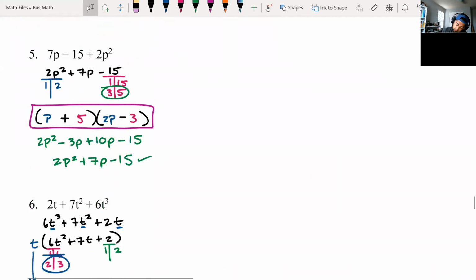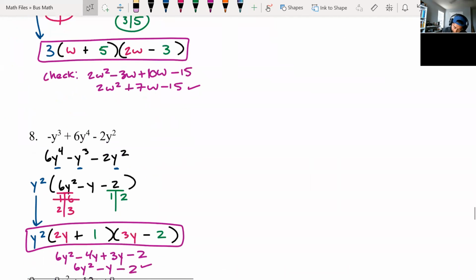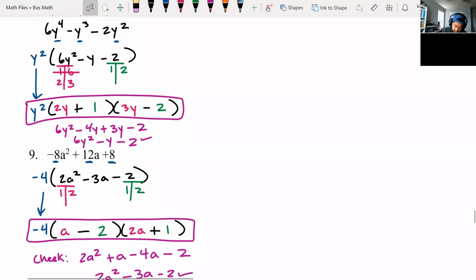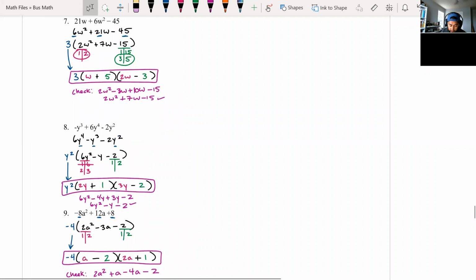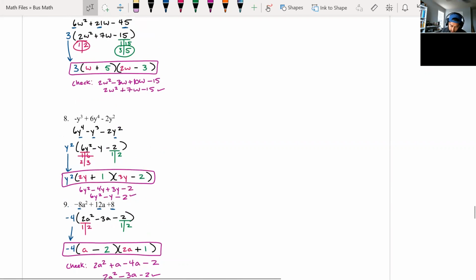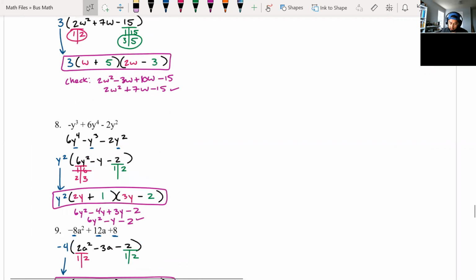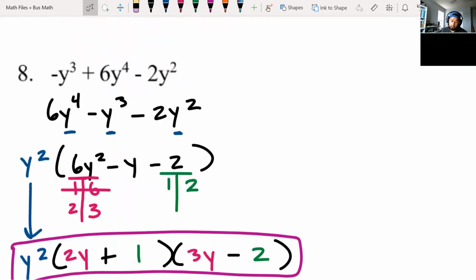I was wondering if you could do an AC method for one of these more advanced ones. Yeah. Which one would you like to see it on? I guess 8's probably good. Number 8? Negatives and stuff, yeah. Okay. So again, for AC method, you're still going to have to factor out that y squared. So for AC method, we're going to start with this form.